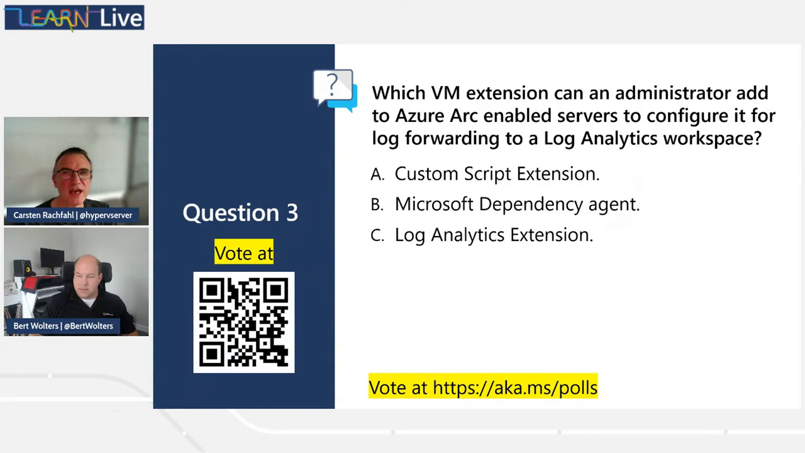Which VM extensions can an administrator, here's the administrator that you mentioned, add to Azure Arc-enabled servers to configure it for log forwarding to a log analytics workspace? So all the logs that are on the Windows server, and there are plenty, it's not only the system and the application log and the security logs, there are plenty. I don't know if there are 100, but there are a lot. What can we use? A, we can use a custom script extension to configure that. B, the Microsoft dependency agent, and C, the log analytics extension.